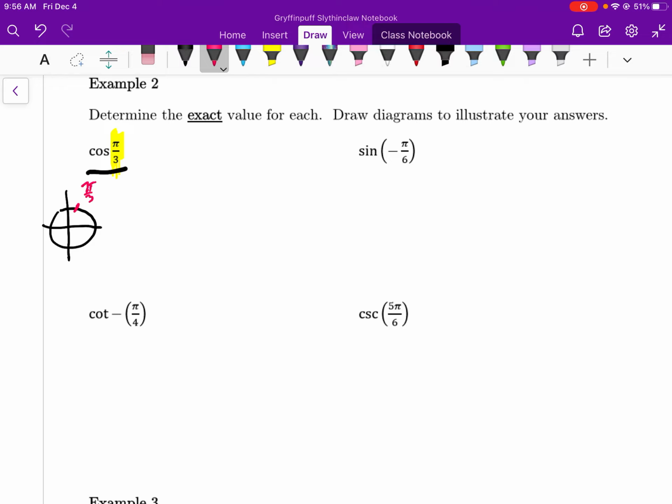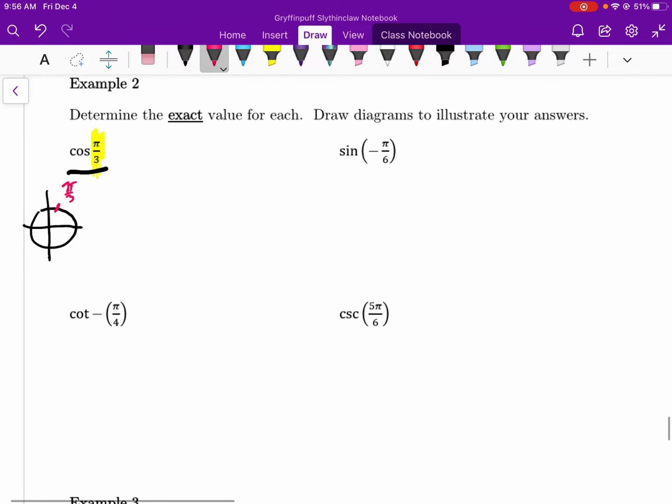And now I ask myself, what is the x-coordinate, right? Cosine is the x-coordinate. What is the x-coordinate for pi over 3? 1/2. And how did I get that so easily? Well, I see that pi over 3 is really close to the y-axis, and the y-axis has the equation x is equal to 0. So what is the number closest to 0? It's 1/2, because I'm just slightly a little bit away from 0.